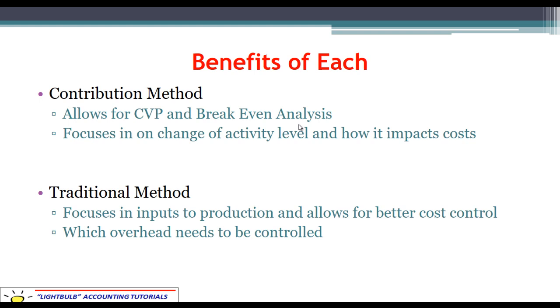Now, the traditional method, the benefit of that is that it allows us to focus on the production inputs, and it allows for better cost control, because then we know, is it our production area we need to make more efficient, or is it the selling and administrative type area that we need to make more efficient? Which type of overhead do we need to control?